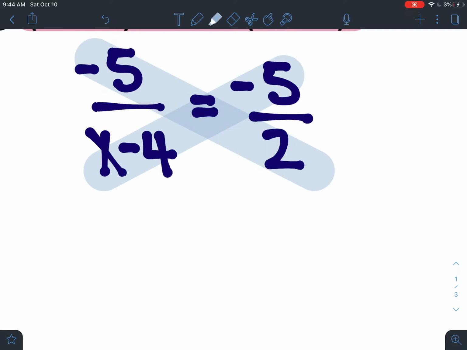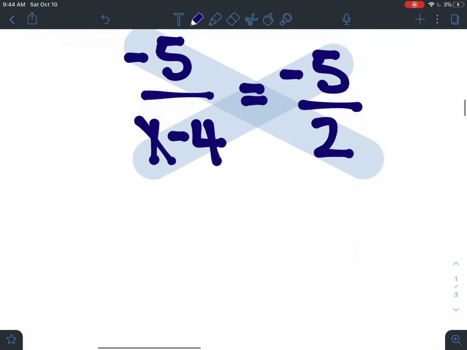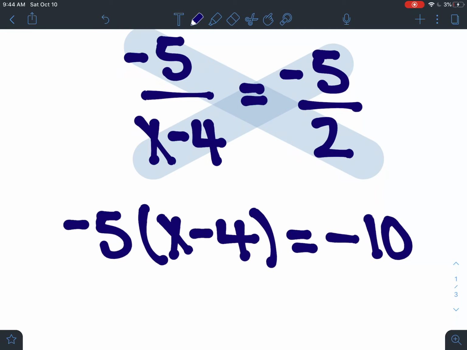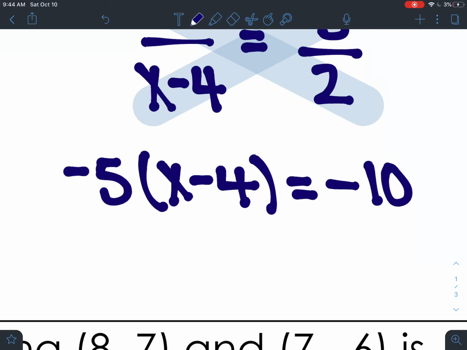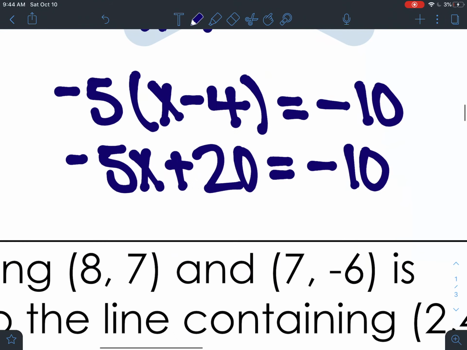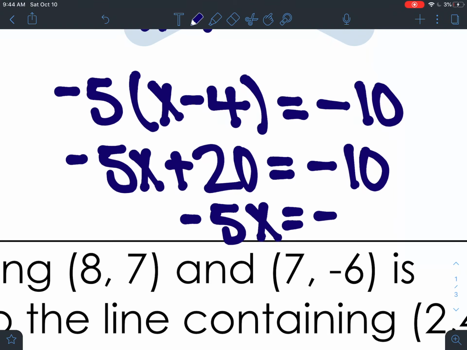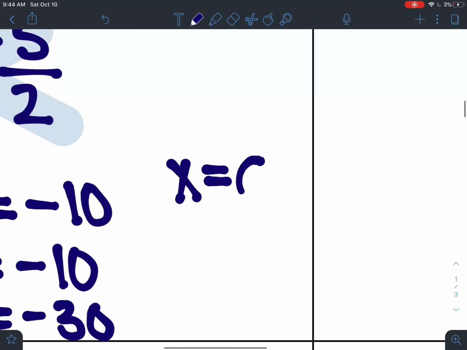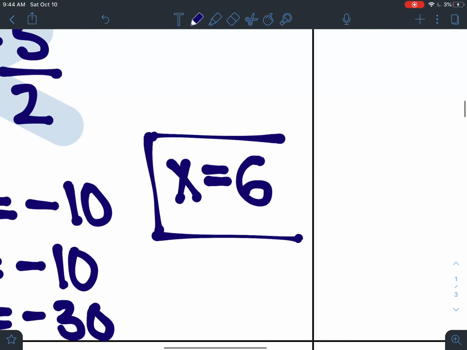So when you take that original -5, you need to make sure that you're multiplying it to both the x and the -4. And then when you take the -5 and multiply it times the 2, you're going to get -10. And now you just solve that equation. So distributing that -5 through, you're going to get -5x plus 20 equals -10. I'm going to subtract that 20 over, so I get -5x is equal to -30. And then dividing by that -5, you get x is equal to 6. And that's your final answer.